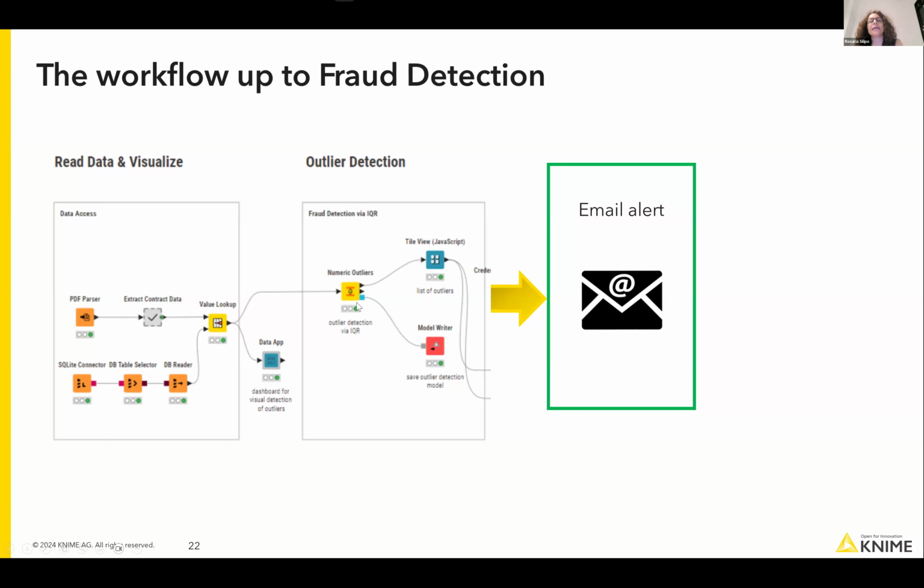So after that, I introduced this numeric outliers node that we know implements the interquartile range technique, and finds the outliers according to k equal 1.5. And then what do I do with these outliers that are found? I will send an email alert.